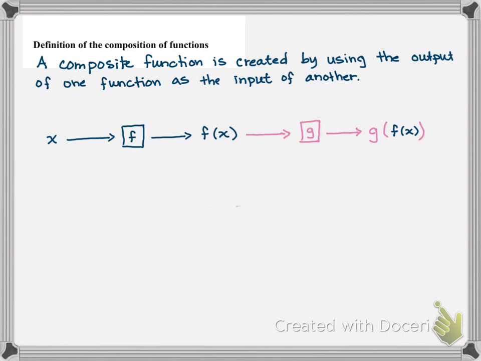This is read g of f of x. Lots of f's in there. Shouldn't confuse us. So x is the input of f. f of x is the output of f, but it's also the input of g. And then our composite function g of f of x is the output of g.